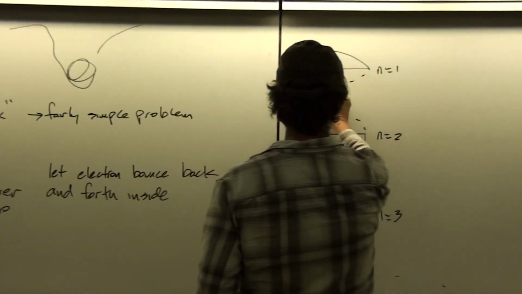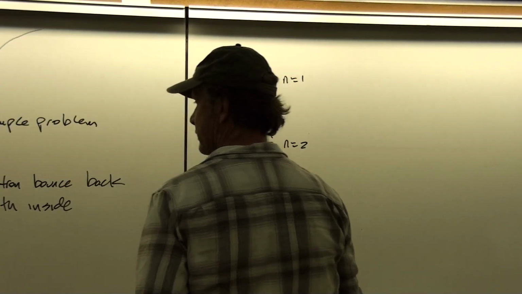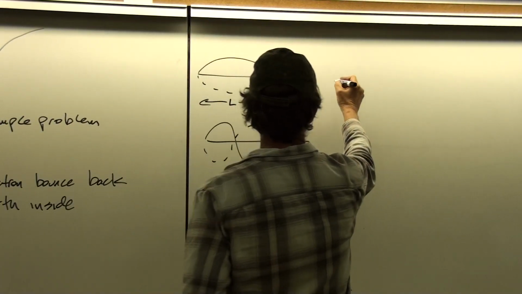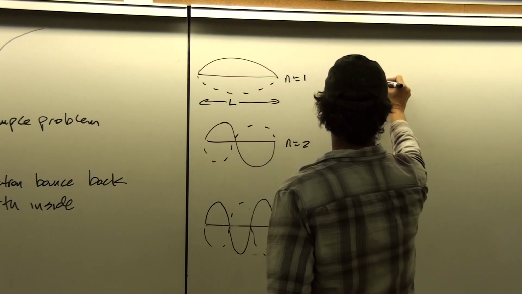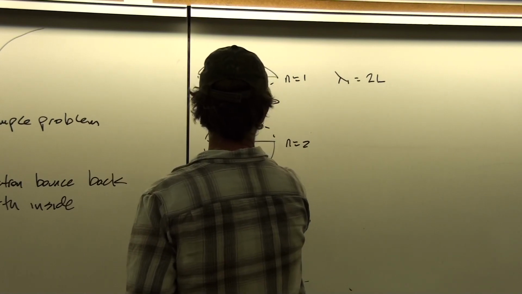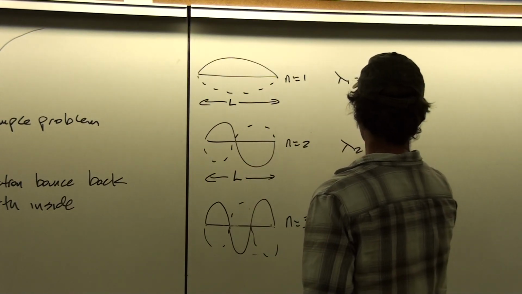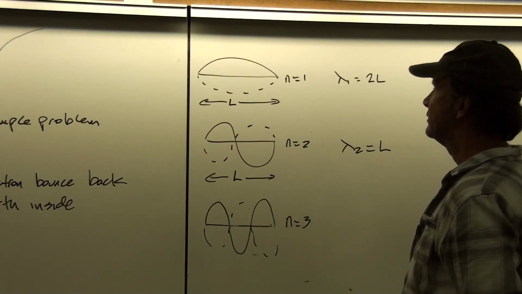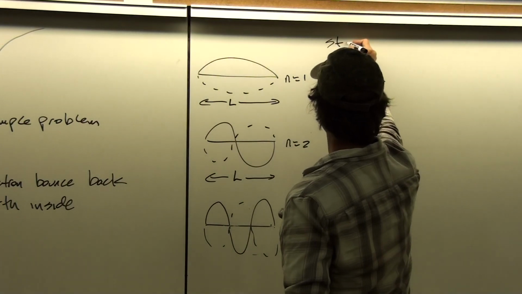For n equals 1, if this is the length L of the box, then you can say here that lambda 1 is equal to 2L. For this one here, we've got lambda 2 is equal to L. This is basically our standing wave boundary condition: we have nodes at the endpoints.